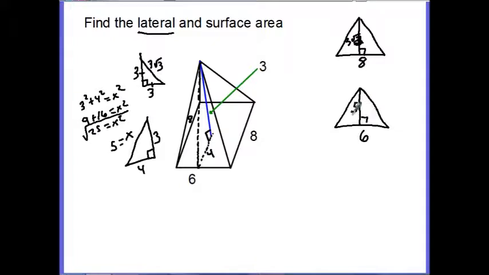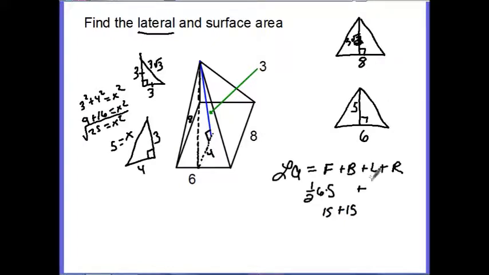So here we go, that lateral area. We need to add up the front and the back, which should match the left and the right. So here we go, the front and the back triangles. 1/2 base times height. Half of 6 is 3, and 3 times 5 is 15. 15 plus 15 plus my left and right. 1/2 my base 8 times my height 3 root 2. Half of 8 is 4, and 4 times 3 root 2 is going to give me 12 root 2. Simplify that, and the lateral area of this pyramid is going to be 30 plus 24 root 2.